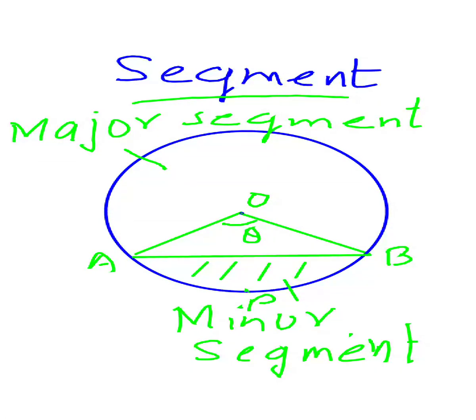Suppose this line AB is passing through O, then it will be the diameter, and it will cut the circle into two halves, right? Both will get halved. But in this case, this line is not going through the center, it is somewhere below. So the portion of the area covered by that arc APB and this line AB is called the minor segment, and all the area above is called the major segment. Getting it?